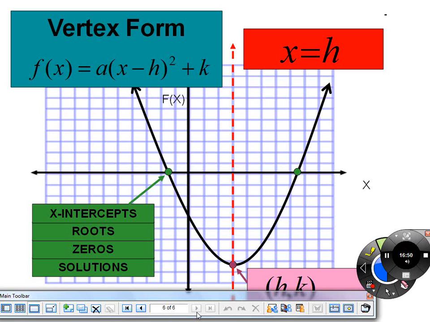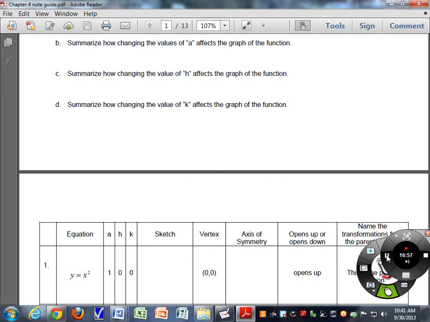All right, so what you guys should have in your notes then right now is a summary of the important parts of the parabola and the different types of forms that we're going to see. Okay, so your parent function, like Matt asked, what is the parent function? Since we're dealing with quadratics, the parent function is y equals x squared, because it's the most basic quadratic without anything being added, subtracted, or multiplied to it.